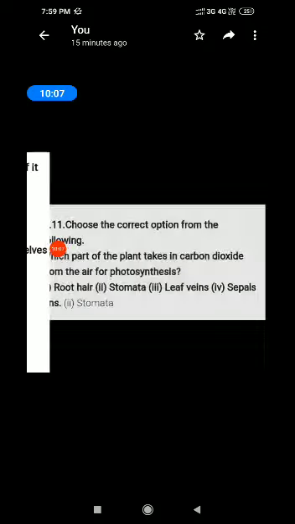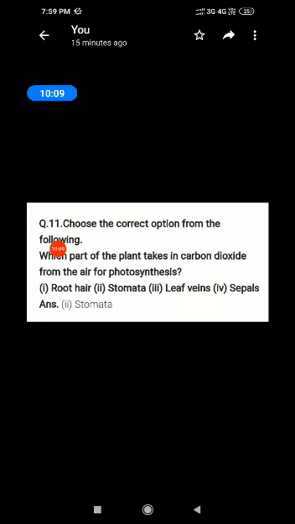Next, question number 11. Choose the correct options from the following. Which part of the plant takes in carbon dioxide from the air for photosynthesis? The given options: root hair, stomata, leaf veins, sepals. The correct answer? Yes, stomata.